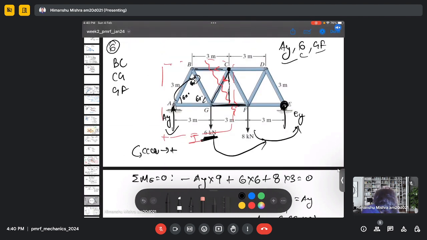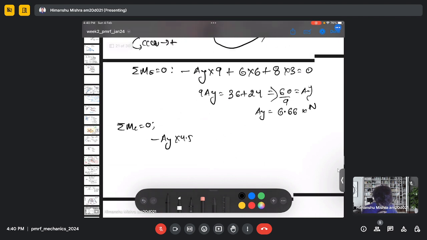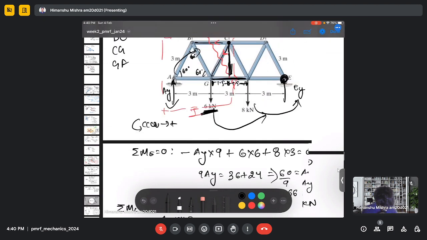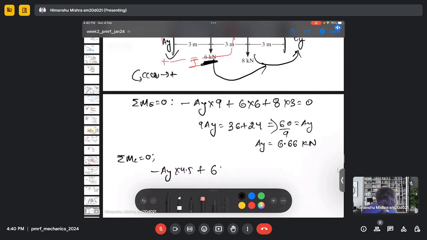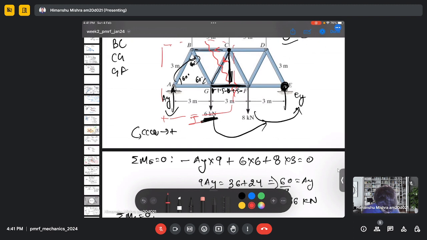This is my distance from AY, which is 3 plus 1.5. This is 1.5 and this is 1.5. So it will be 4.5. And due to 6 kilonewton, which will be counterclockwise direction, it will be plus 6 multiplied by 1.5. And due to the force GF, which is again in the counterclockwise direction around C.